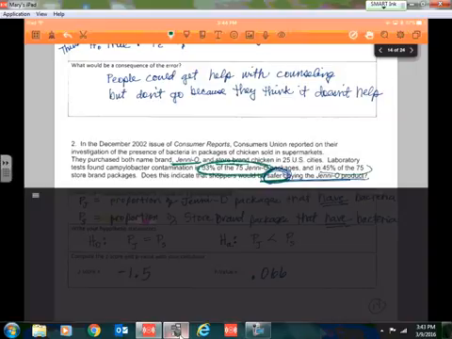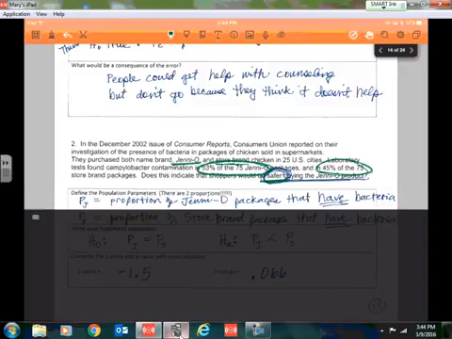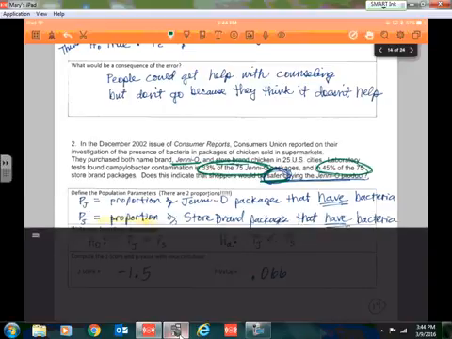In both cases, they say in one 33% of 75, and in the other 45% of 75. So real quickly, I define pJ as the proportion of Jennie-O packages that have this Campylobacter contamination, that have the bacteria. And pS is the proportion of store brand packages that have the bacteria.